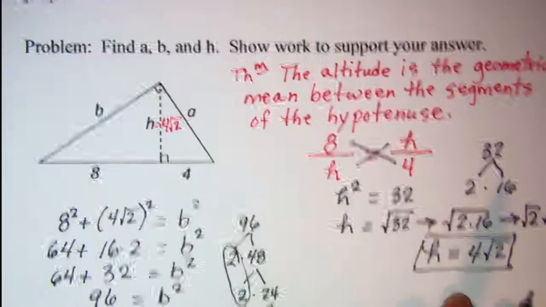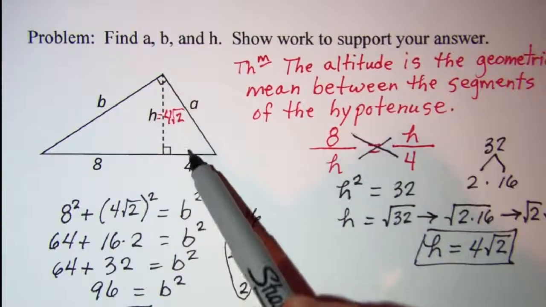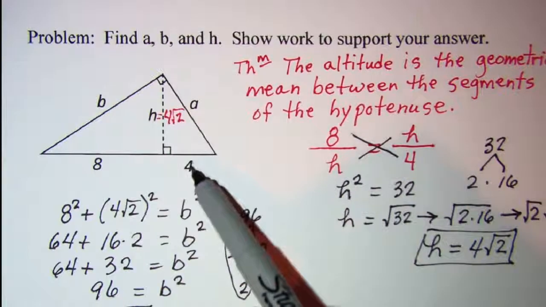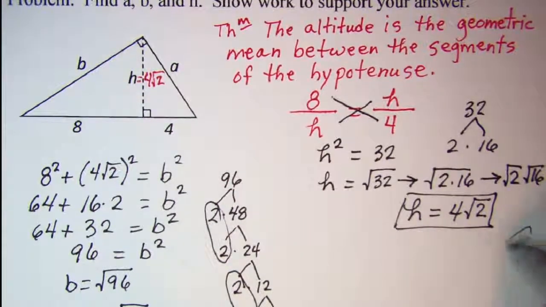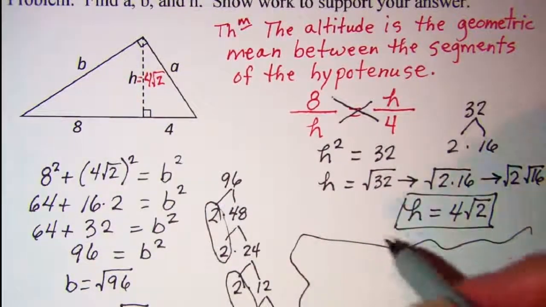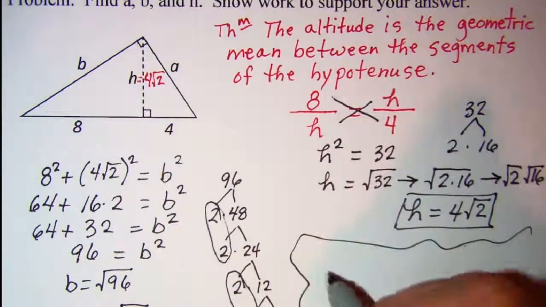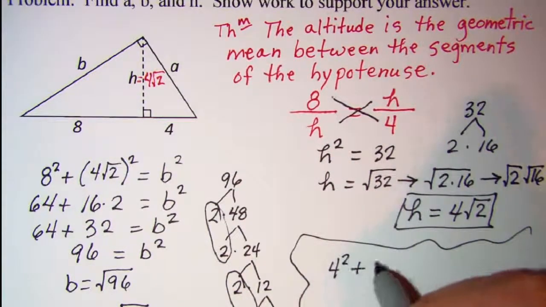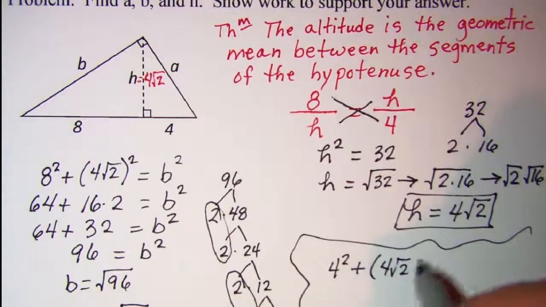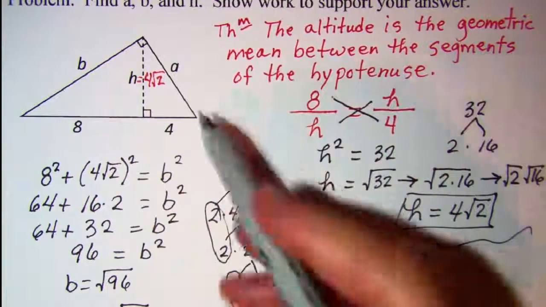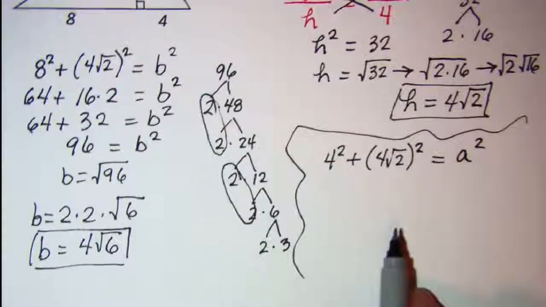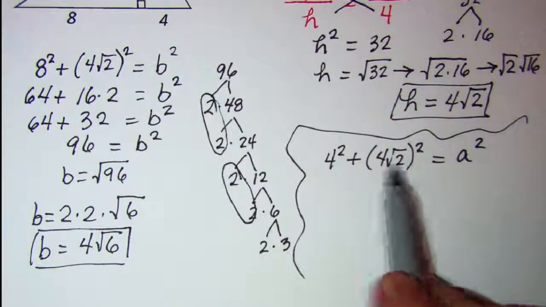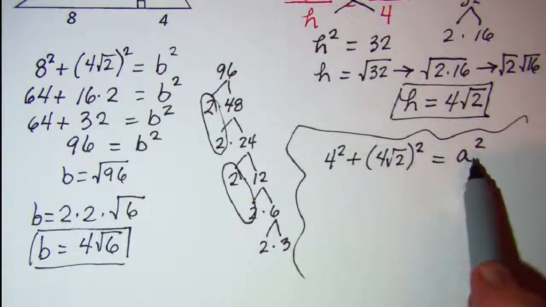All right, and then one more. Let's look at this right side. Again, my legs are 4 and 4 root 2. So the sum of the squares of the legs is equal to the square of the hypotenuse.